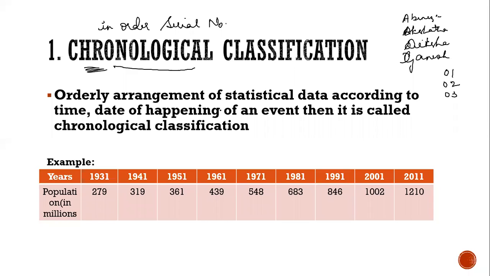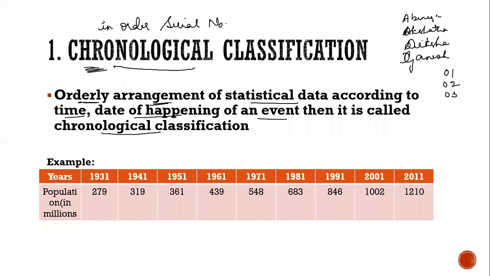So in statistics, it is the orderly arrangement of statistical data according to the time, the date of happening of an event, then it is called chronological classification. Example: you are making a statistical study. Consider Nisarga is making a statistical study on population, on how much the population of India is. She will make that study.